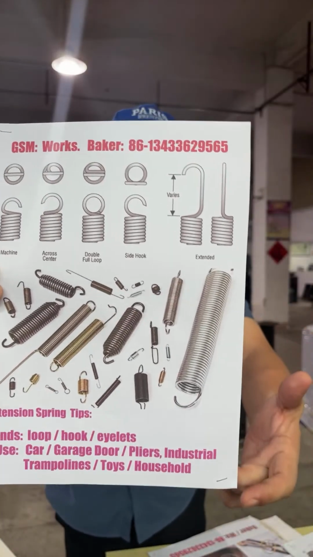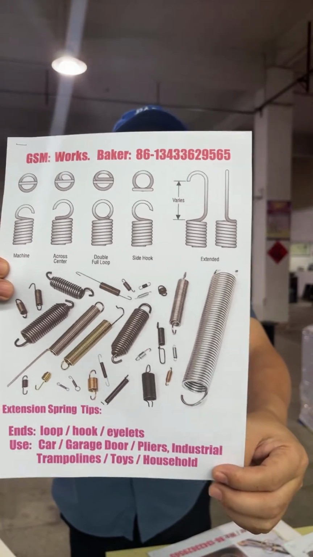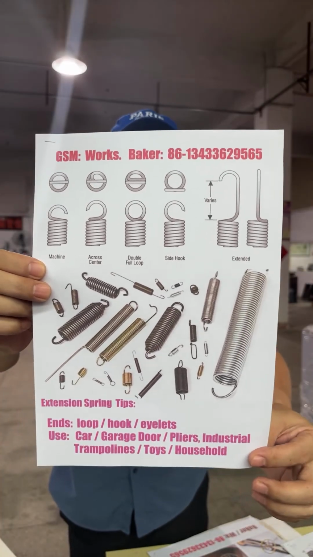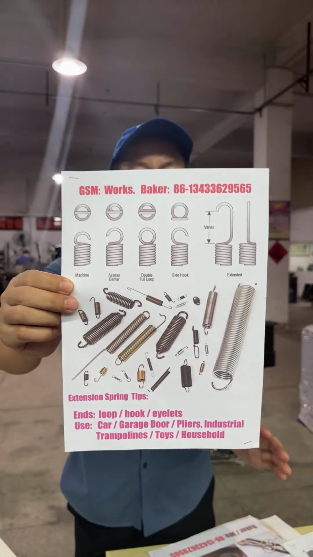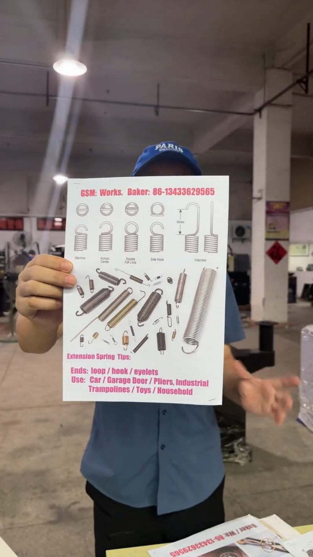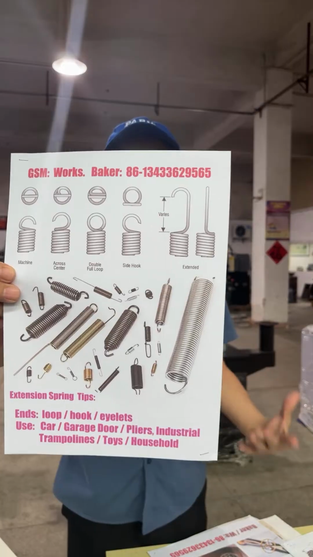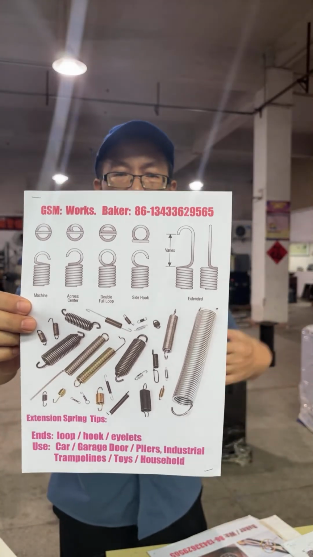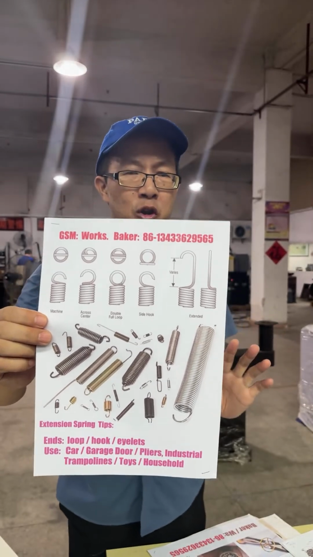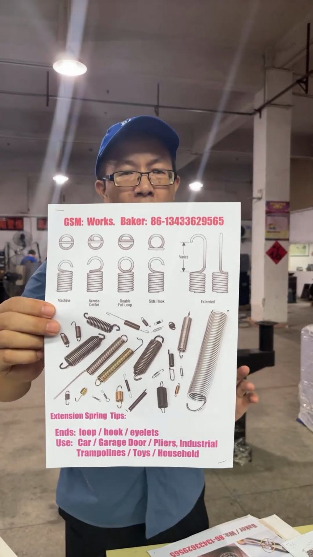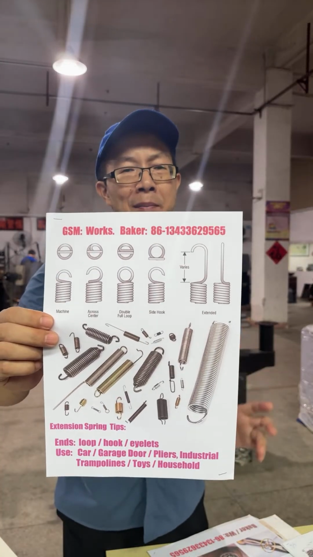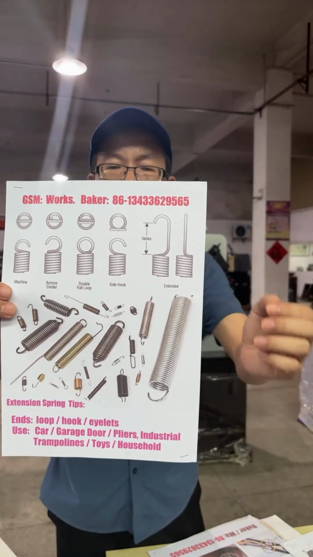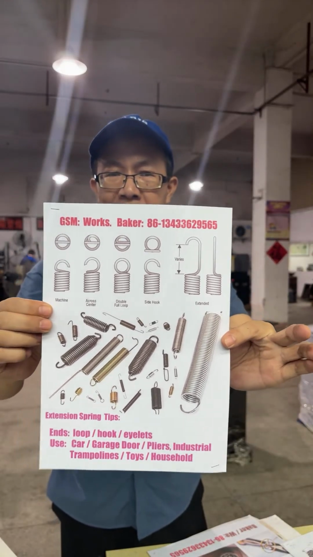They are used for cars, garage doors, industrial machinery, toys, and household hooks, single-shape or synchronized hooks for household or family use. So this is the usage of different extension springs.